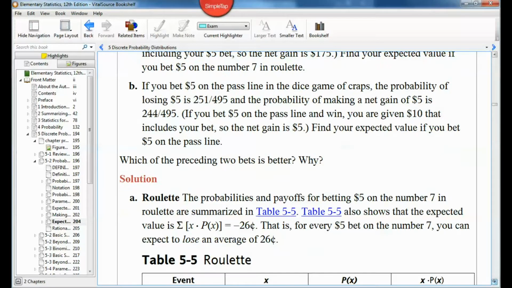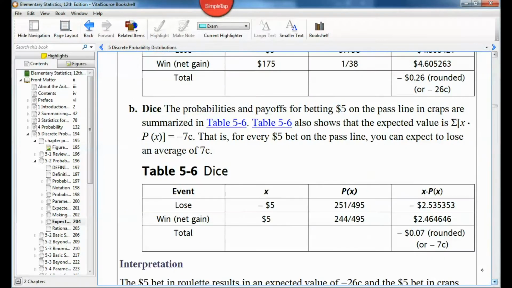We're going to have this probability here. So, again, make a little table. If we lose $5, that's -$5. The probability is 251 out of 495. The probability of winning $5 is 244 out of 495. So, the expected value: x times p of x, x times p of x, add them together and round, and you're going to lose an average of 7 cents.